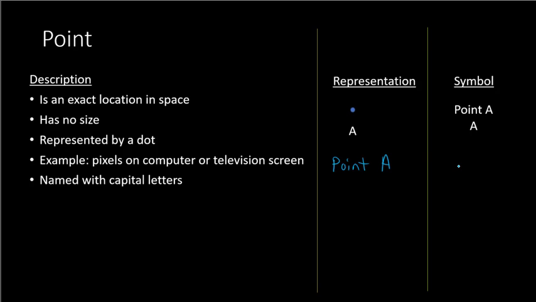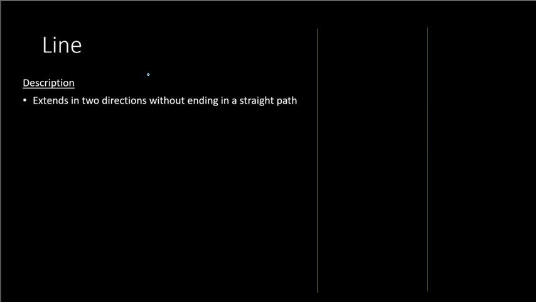All right, so that's one of your most basic definitions here in geometry. And then from that, we can build to get some other definitions. Next, we have what is called a line. And a line is made up of points. Now, the way we can describe a line is it extends in two directions without ending in a straight path. A line has no thickness. And the way we can represent this is, let's say we had a line right here. Notice this line is going forever in both directions, two different directions, and is in a straight path. So this would be a line.